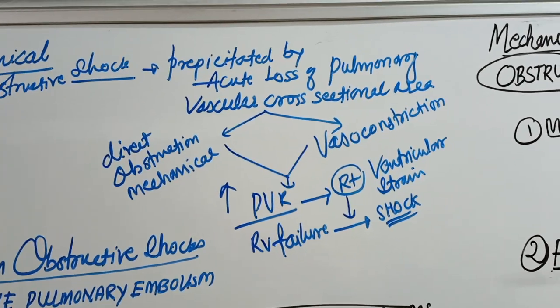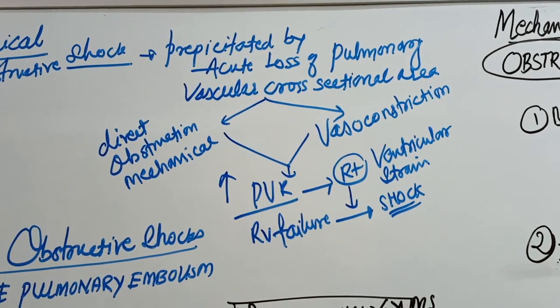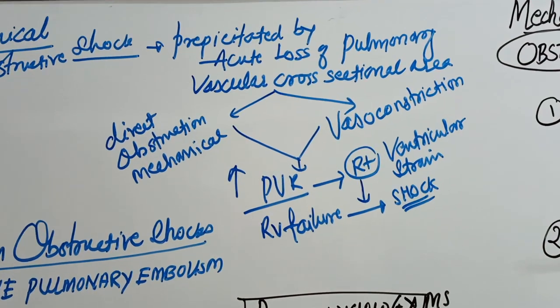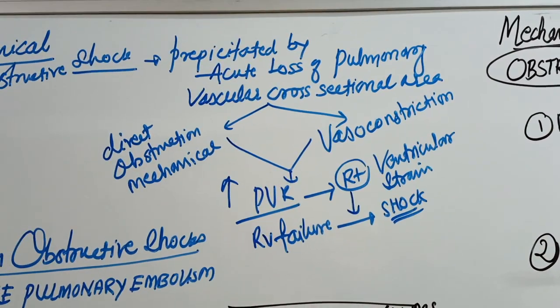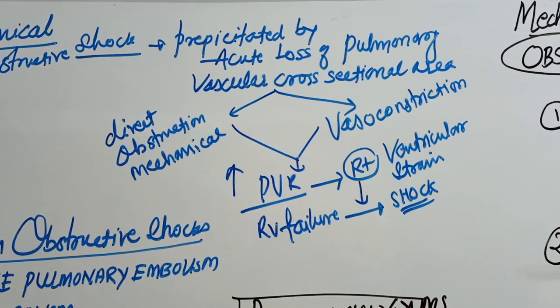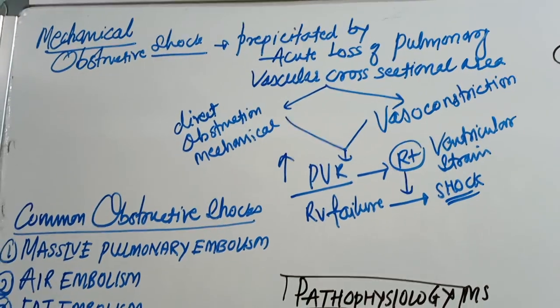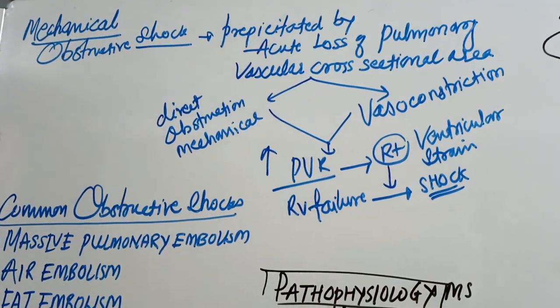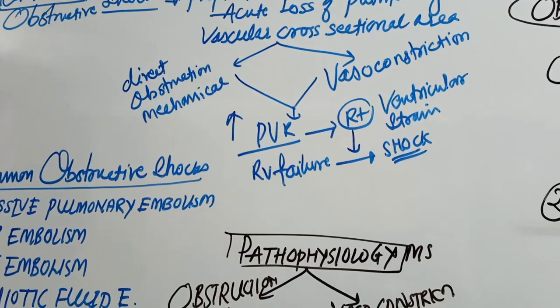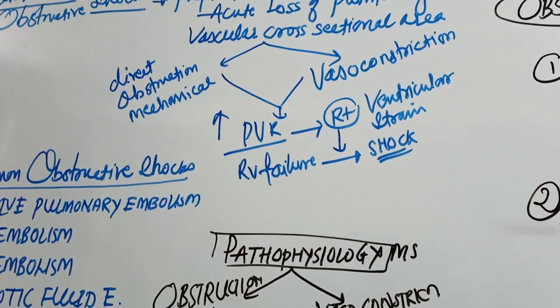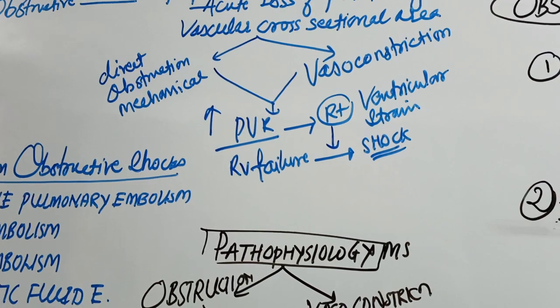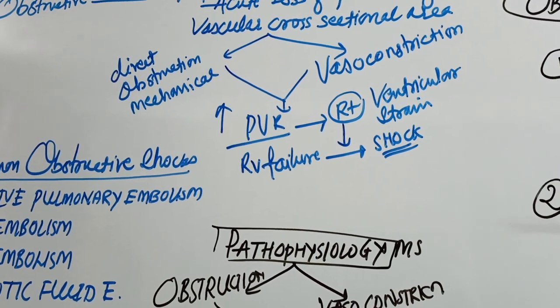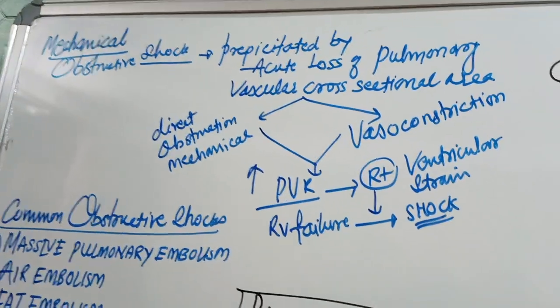Whenever there is acute loss of pulmonary cross section area, there is an increase in preload of the right ventricle. It may be because of direct mechanical obstruction, or vasoconstriction because of any reason. Whenever these two things happen, there will be an increase in pulmonary vascular resistance, and ultimately it will cause right ventricular strain, right ventricular failure, and shock.